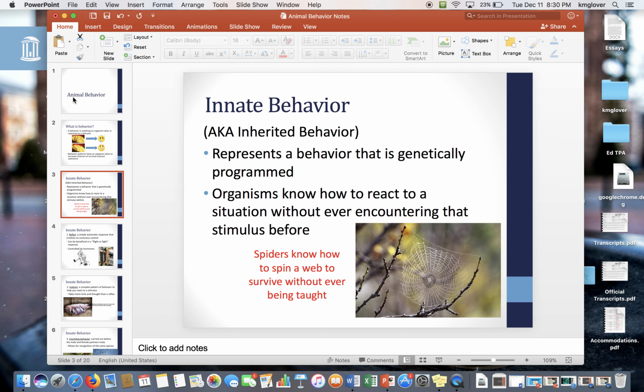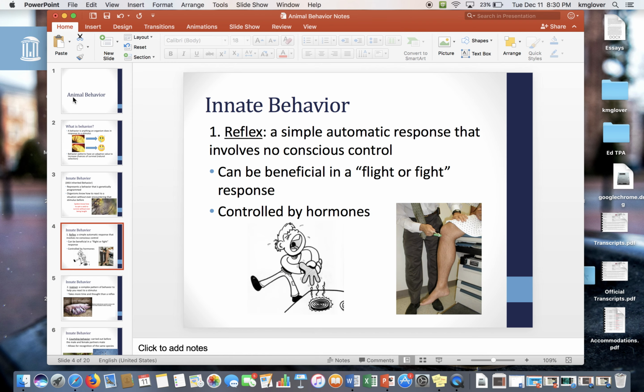Okay, so the first one we're going to be talking about is innate behaviors, and that's going to be a lot of the ones we discuss today. And then we're going to talk about learned behaviors. Okay, so an innate behavior, again, you're genetically programmed to do it. So the first one that we're going to talk about is a reflex.